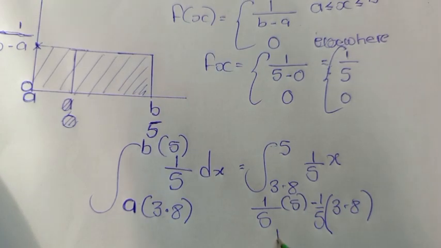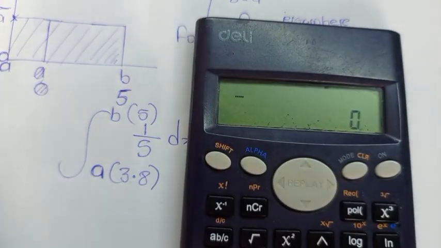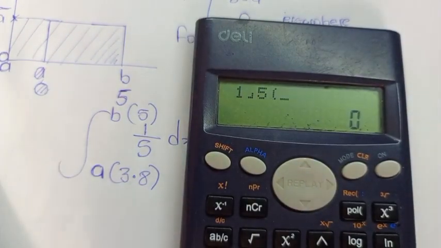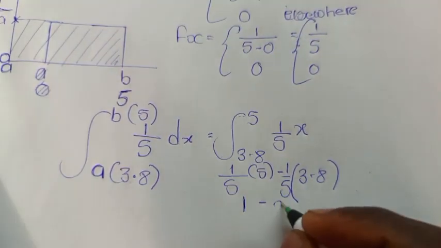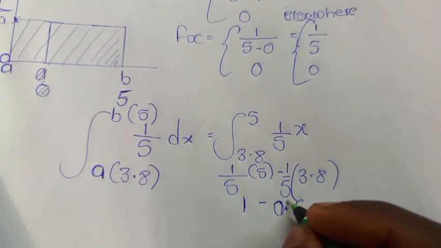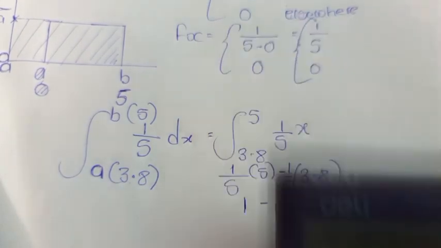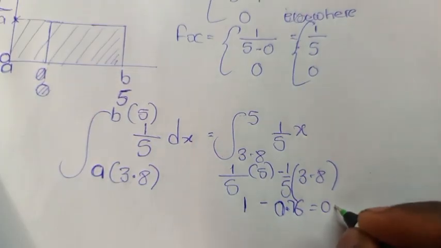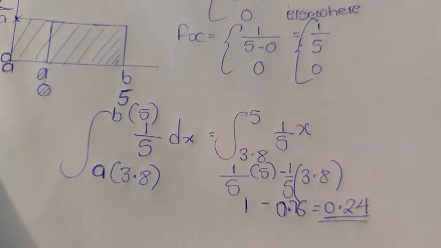And we know for sure that this is 1. Then we can say 1 over 5 multiplied by 3.8, and we get the value 0.76. And if we subtract 1 minus 0.76, we get the value 0.24. So this is the probability that this person will wait more than 3.8 minutes.